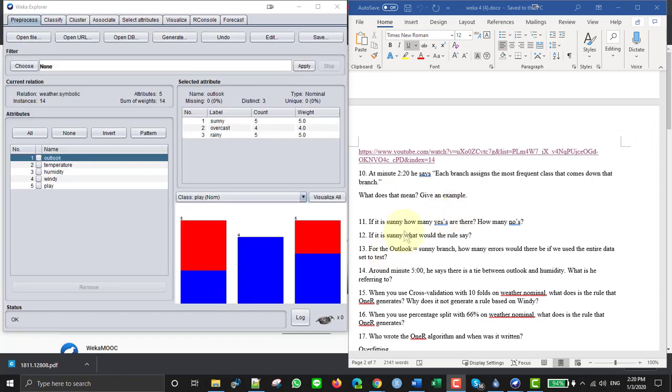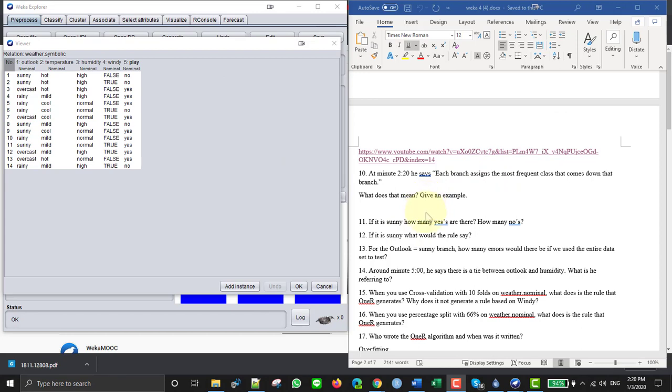Okay, the next question refers to the weather data set. So let's have the weather data set here. If it's sunny, how many yeses are there and how many noes? Here's sunny, sunny, sunny, sunny, and sunny. So these two are both no.